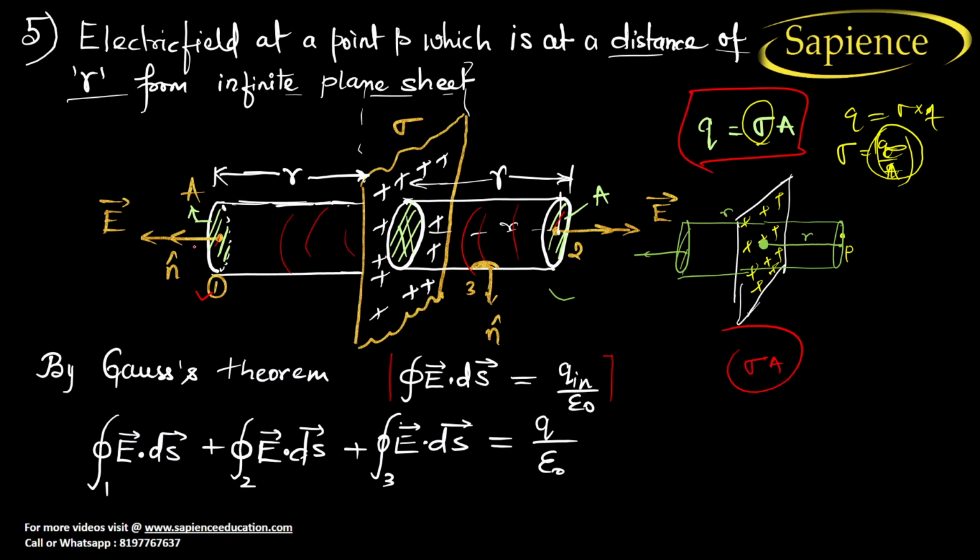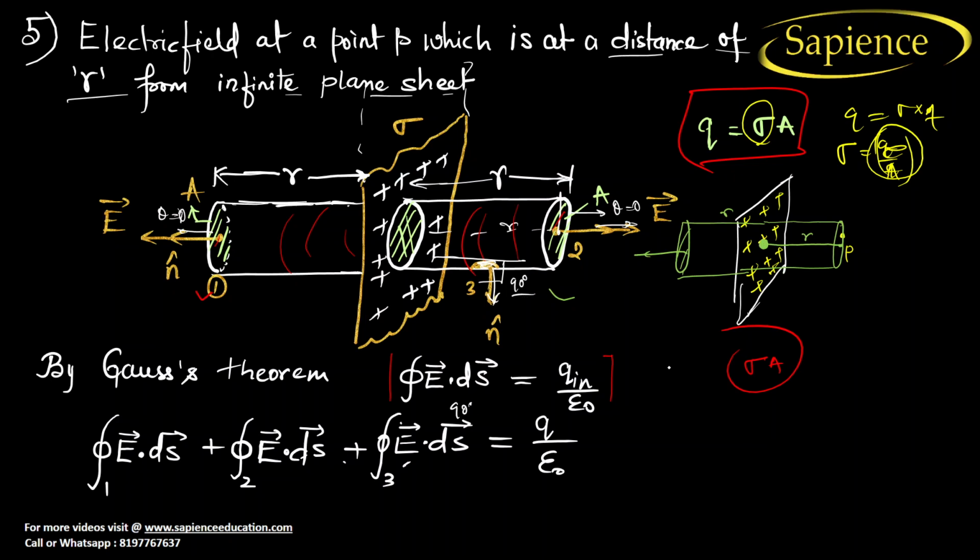Now tell me which part you will take. See the direction of the electric field. Here the direction of the electric field and the area vector are the same, so theta is equal to 0 for surface 2. Here also theta is equal to 0 for surface 1. But if we talk about any point on the curved surface, the direction of the area is this and the direction of the electric field is this, so the angle is 90 degrees. Now for the first surface it is 0 degrees, for the second surface it is 0 degrees, and for the third surface it is 90 degrees.